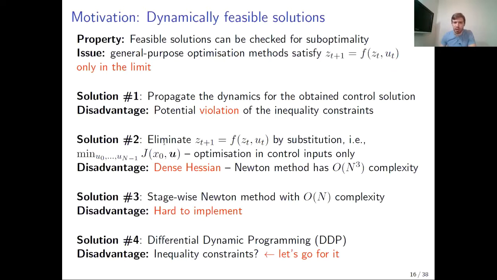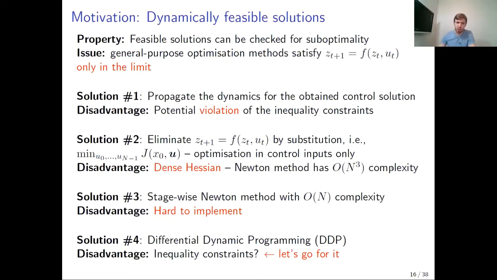Solution number two is to eliminate the dynamics completely from the optimization problem by substituting the equality constraints into the objective function and inequality constraints. So we have another problem formulated only in control inputs and x0, where x0 is the initial state and only the control inputs are the decision variables. However, in this case, we face a dense Hessian. So Newton's method will have cubic complexity, which is not very good if you plan to use long prediction horizon lengths.